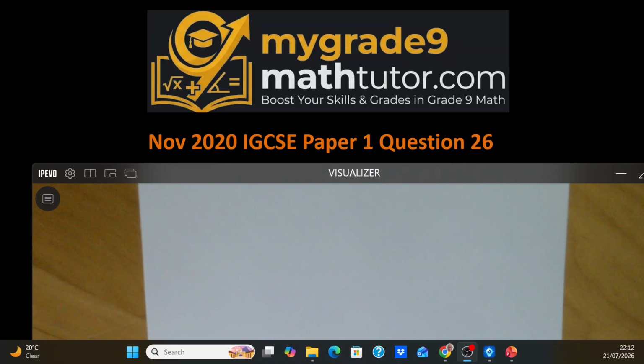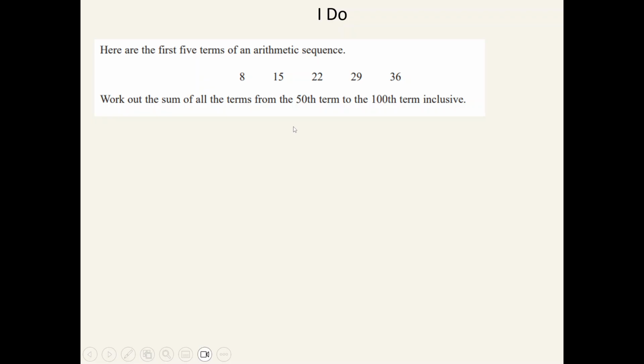November 2020 IGCSE paper 1 question 26. Hopefully you've had a go at the question and you're coming to see how I've done it, although the mark scheme hasn't helped you. Right, let's have a look at the question.